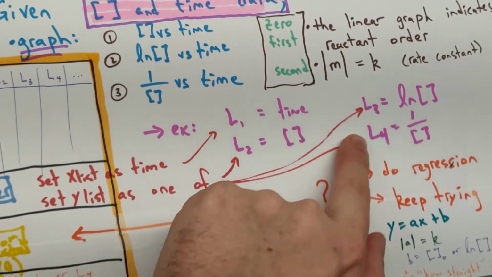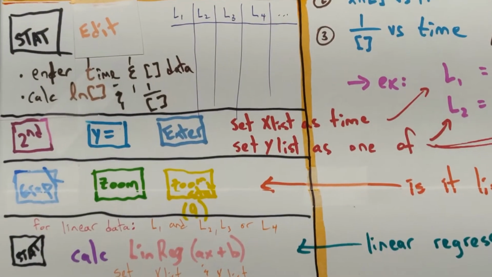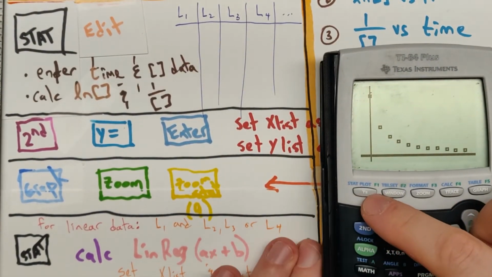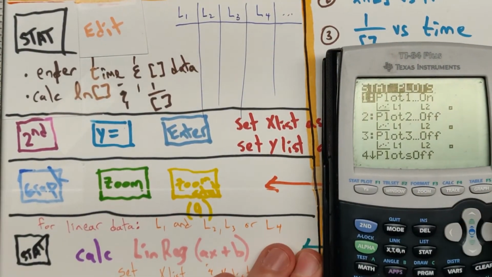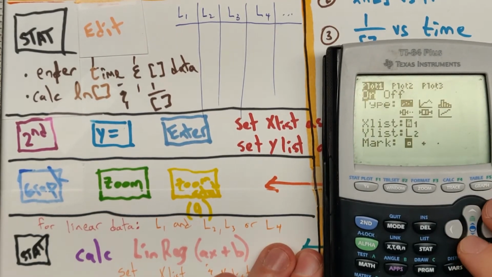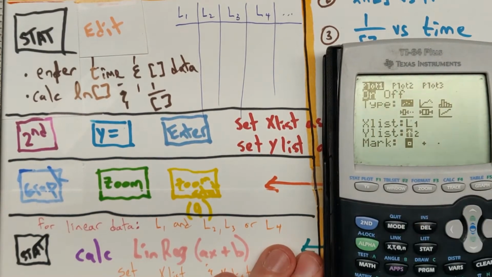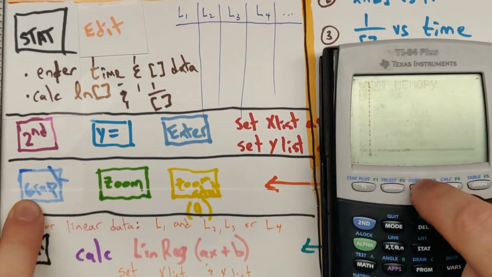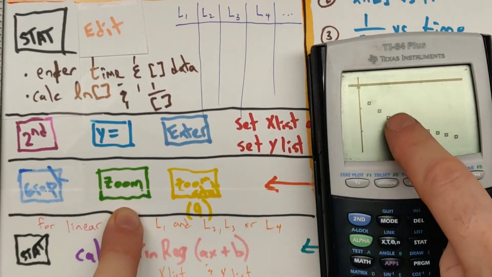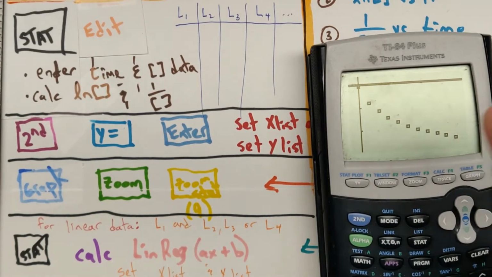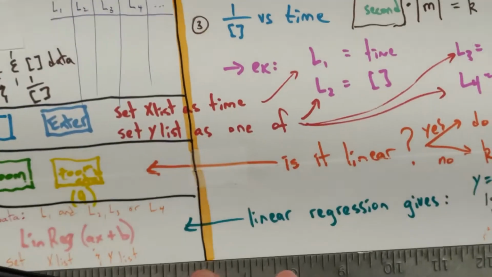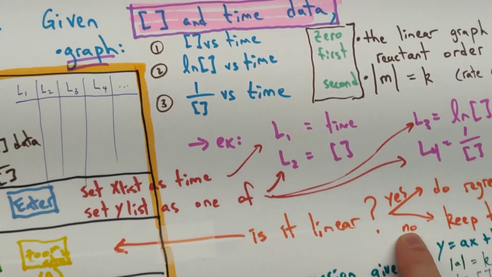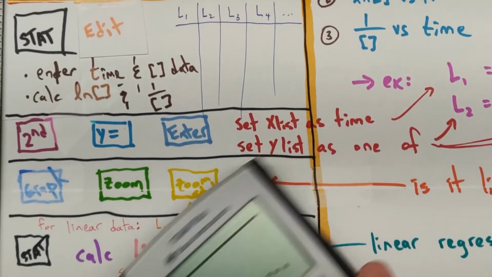So by keep trying, it means try the L3 over there. And all we have to do is change what our stat plot is graphing, second y equals, enter, change it from L1 and L2 to maybe L2 and L3. Graph it, right? Zoom 9 gives us a line that is not linear once again. So if we look at our plan, it says, is it linear? No, keep trying. So we're going to try our other one.